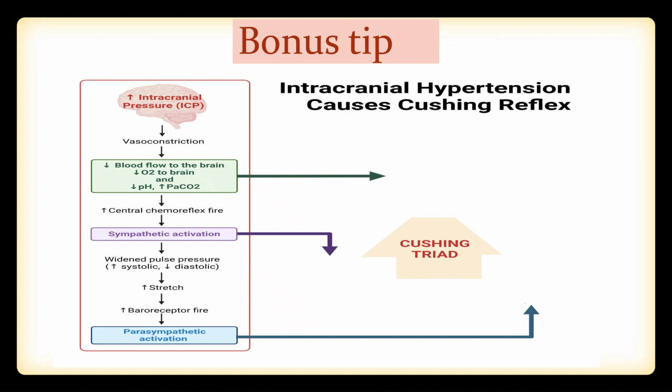The bonus tip is about the Cushing reflex. Intracranial hypertension can cause a Cushing reflex whenever the systemic BP falls below 60 millimeters of mercury. This Cushing reflex comes into play. The increased intracranial pressure causes vasoconstriction, which causes decreased blood flow to the brain. This can cause respiratory suppression, and there will be a sympathetic activation which leads to hypertension, and because of the increase in stretch and increased baroreceptor firing, there will be increased parasympathetic activation which leads to bradycardia.